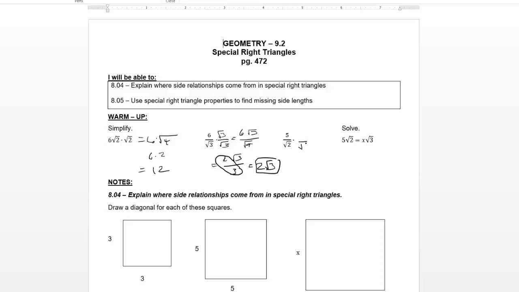Same game here. That's a 2. And get 5 square roots of 2 over square root of 4, which is better written as 5 square roots of 2 over the whole number 2.